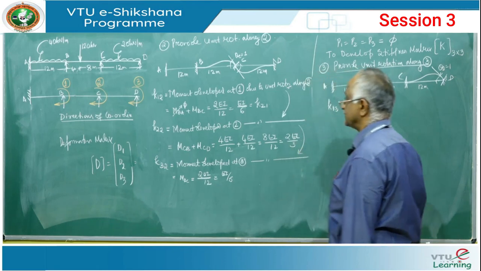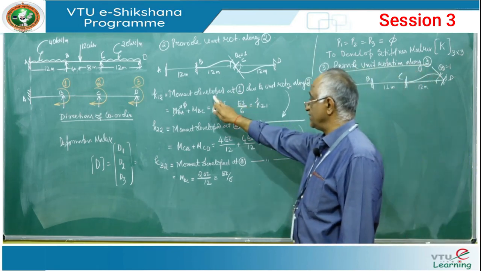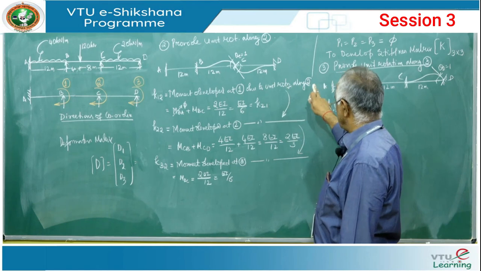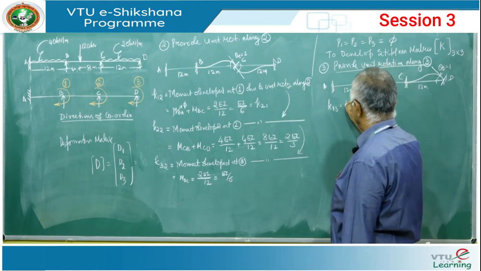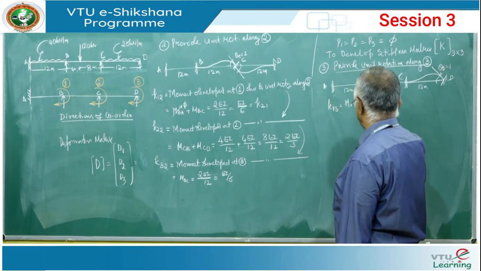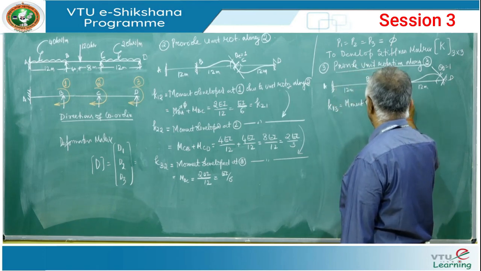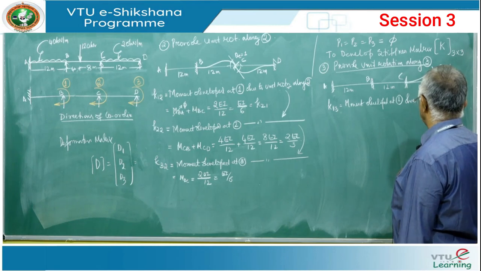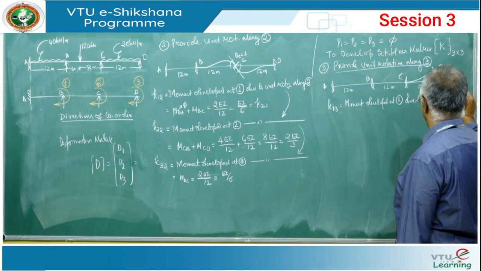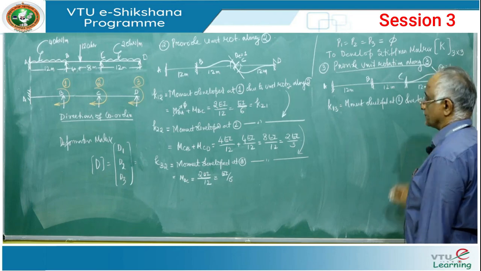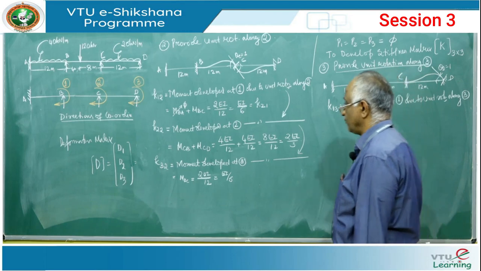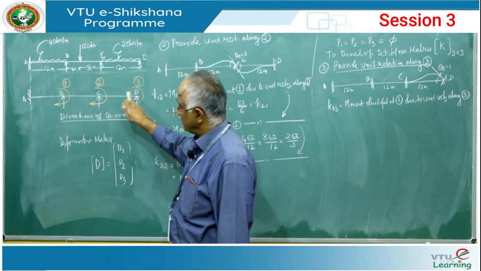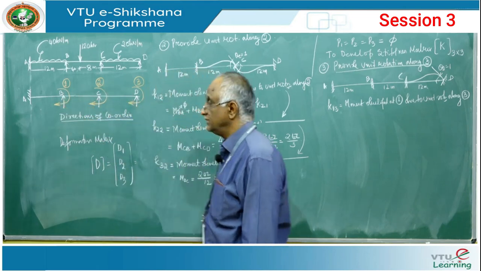K13. What is the explanation for 13 now? The same thing you have to repeat, only changes these two values. Moment developed at 1 due to unit rotation given along the coordinate 3. It is moment developed at coordinate 1 due to unit rotation along 3. K13. K1 refers to this rotation at B. The moment developed at B because of the rotation at D, definitely we know there will be no effect, so it will be equal to 0.